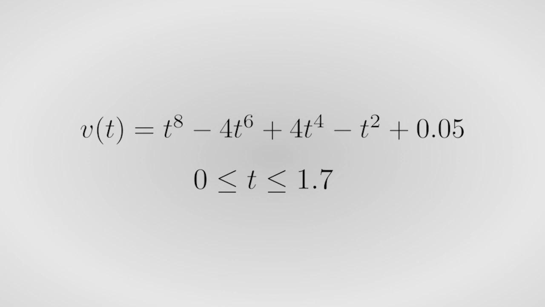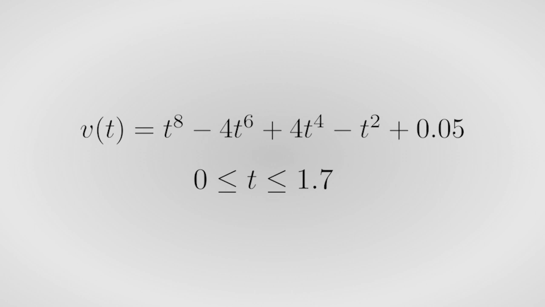My distance in kilometers with respect to time in minutes can be modeled by the equation v of t equals t to the 8th minus 4t to the 6th plus 4t to the 4th minus t squared plus 0.05. At time t equals 0, I start the DBA and I end the DBA at time t equals 1.7. Assume that I pace back and forth in a straight line. There will be 3 subparts to this question to mimic the feel of an official AP exam.